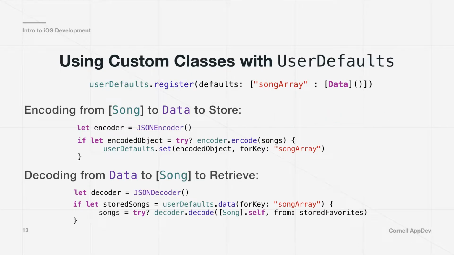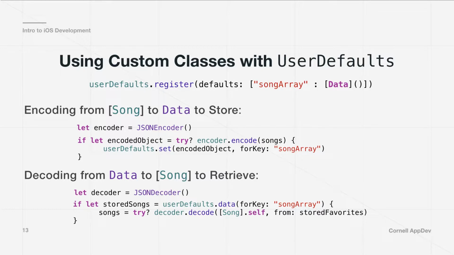So this looks like a lot. We're going to do this in the demo, so it'll make more sense when we're doing it. But this is just an example of how you would store an array of custom objects. So I want to store an array of songs into user defaults. You'll see that on the .register for the default value, I've just used Data because you can't actually pass in your custom class there. If you try to, user defaults will reject it when you try to run it. So in order to store it, you need to go from your custom type.